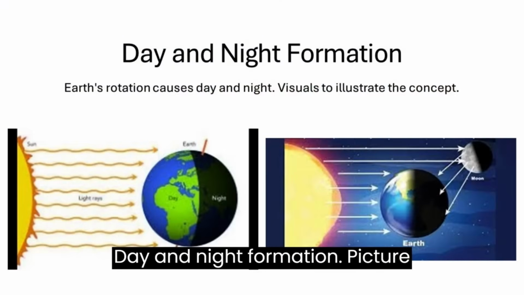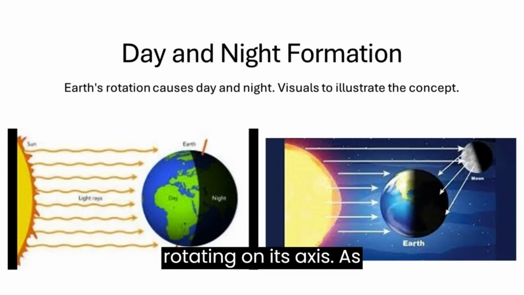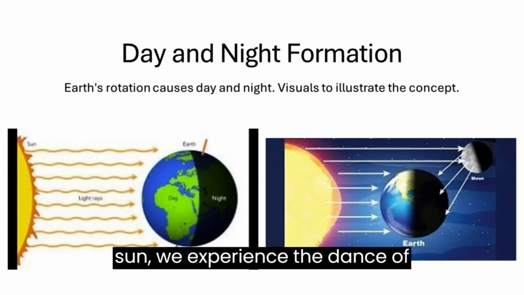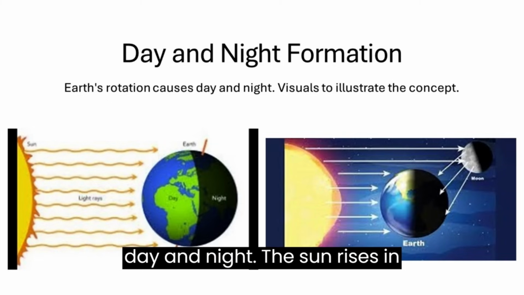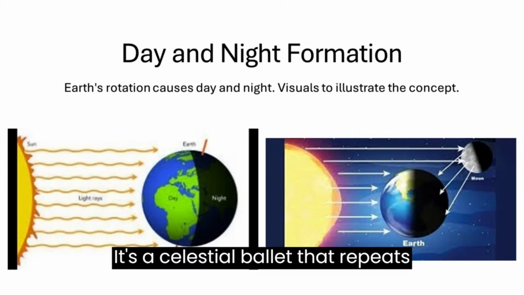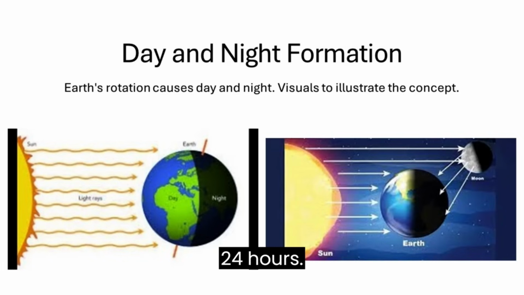Day and night formation. Picture this: Earth is like a spinning top, rotating on its axis. As different parts of our planet face the sun, we experience the dance of day and night. The sun rises in the east, casts its glow across the landscape, and sets in the west. It's a celestial ballet that repeats itself with remarkable precision every 24 hours.